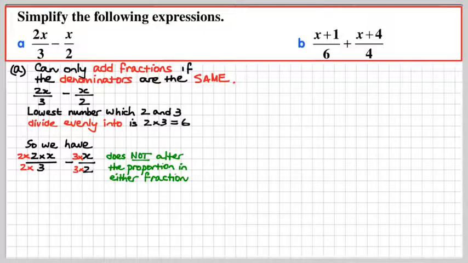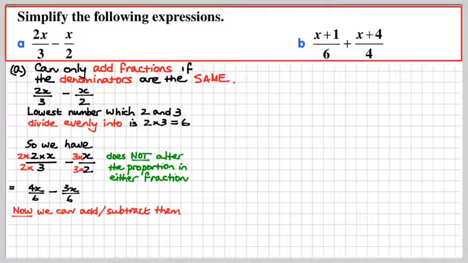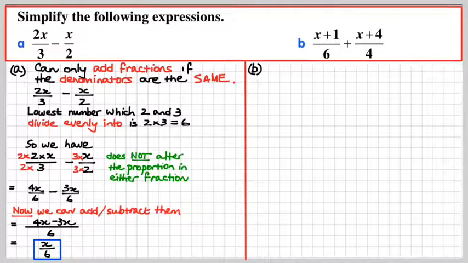Now we simplify that. Yes, that doesn't alter the proportion in either fraction. So when you then fix that up a bit and simplify it, you get 4x over 6 minus 3x over 6. Now we can add and subtract them because the denominators are the same. Okay, so put it over one great big gigantic fraction just over 6, and we've got 4x minus 3x all over 6. And as you know, 4x take away 3x gets you x. So the answer is x over 6. Yes? Terrific.